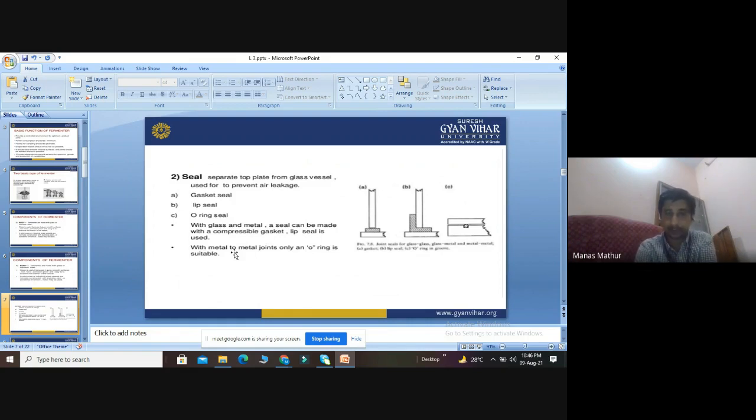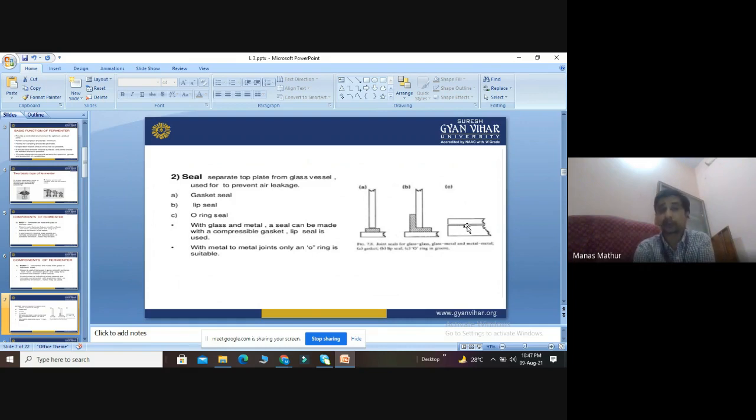So I will repeat once again. This is the glass, this is the metal, and this point is the sealing. It is done by a gasket seal when we are sealing glass and metal. Also, we can use the second, L-shaped one, called a lip seal, for capping off to prevent leakage between the glass and the metal. But when we are joining metal to metal, then we use an O-type ring seal.